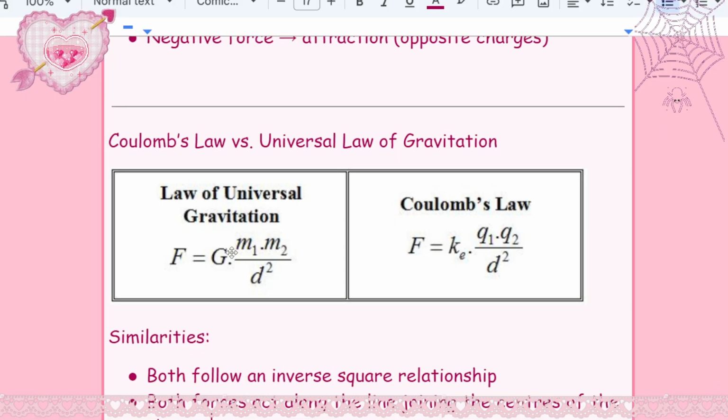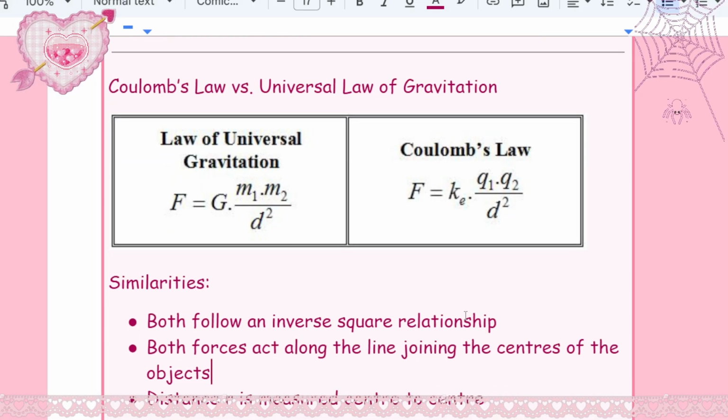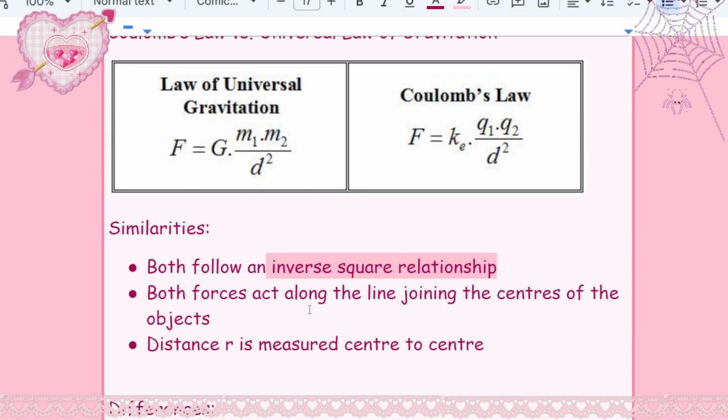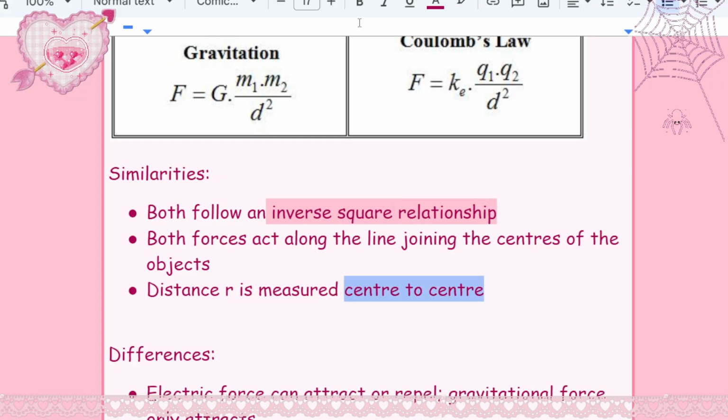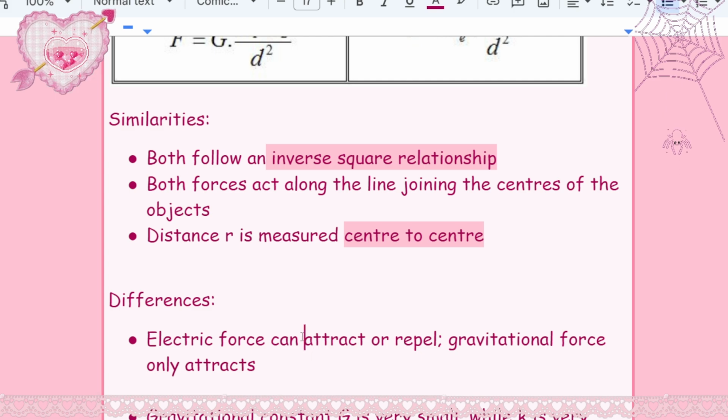So notice that both follow an inverse square relationship, right? Look here, F is proportional to 1 over d squared, so it's an inverse square relationship. Both forces act along the line joining the centers of the two objects, that's another thing you want to mention, and distance r is measured from center to center in both formulas. Now, the difference is that electric forces can either attract or repel, so they can pull or push, but gravitational force only attracts.